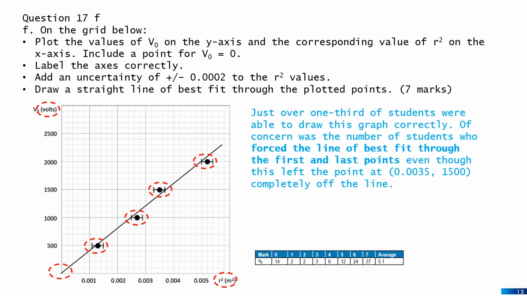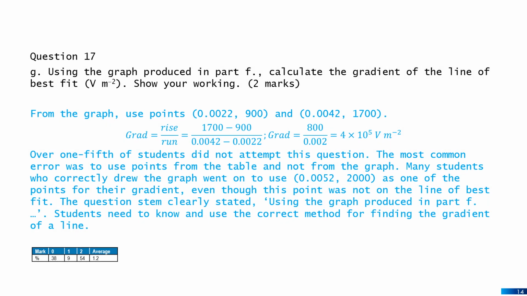Draw a straight line of best fit. To fit the results, points should be evenly distributed on both sides of the line. The line is not the best fit if it is forced through the last points. The gradient of the line is the ratio of rise to run. Please note that the units of the gradient are volts per square meter and the number of significant figures is 1.